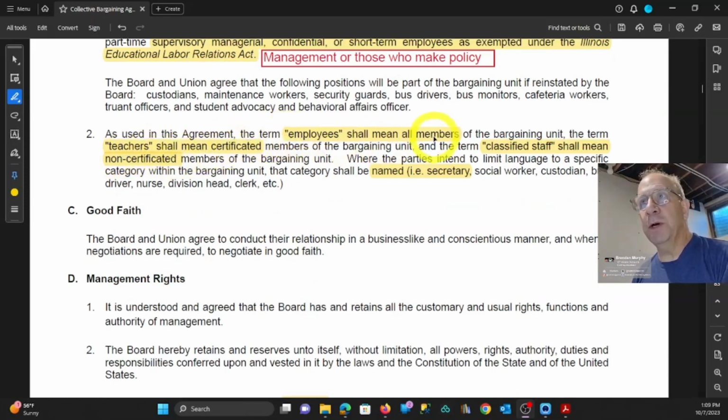Employees are everybody, so when there's a word that says employees, it's everybody. When it says teachers, it's just certified staff. When it's classified staff, it's paraprofessionals, the non-certified staff. And then there's other people who are named specifically, like secretaries, social workers, etc.